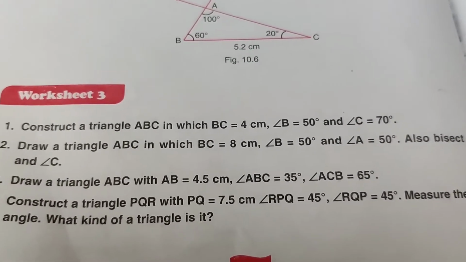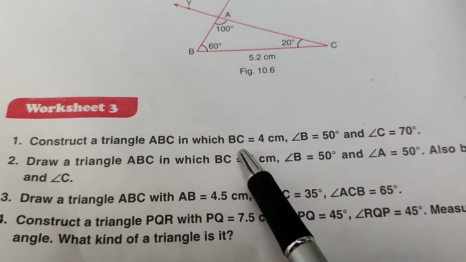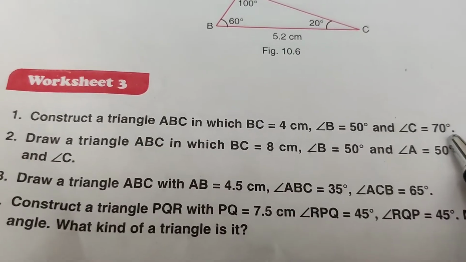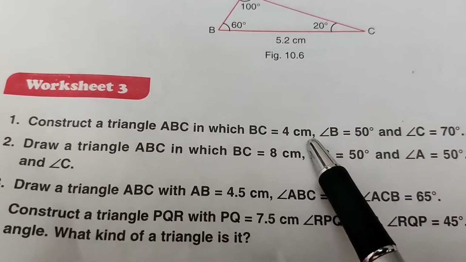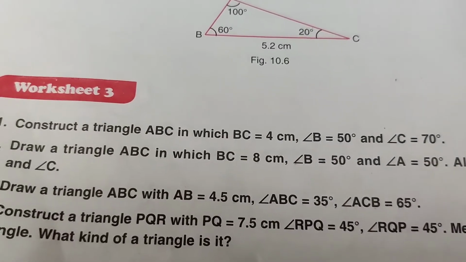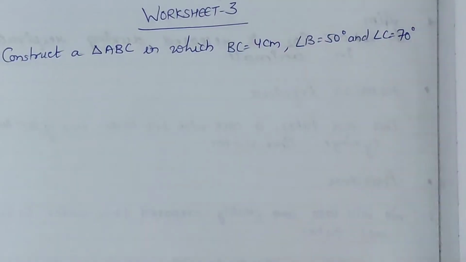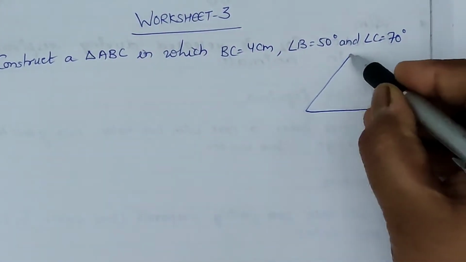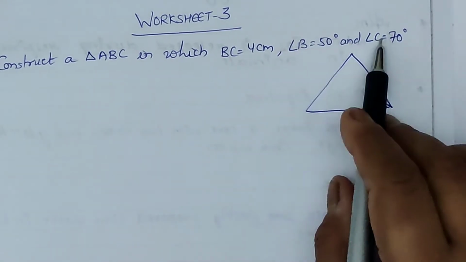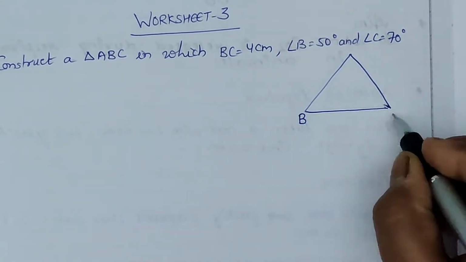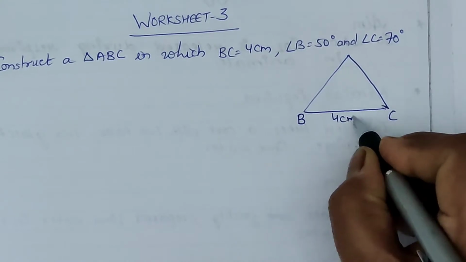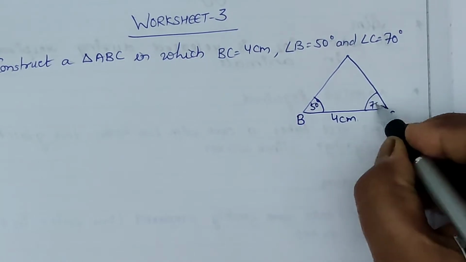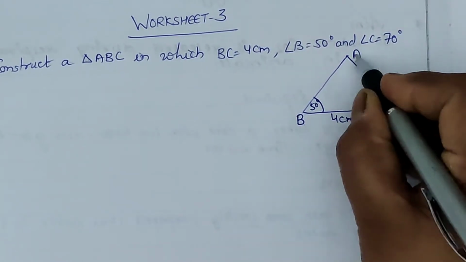Now question number 1: construct a triangle ABC in which BC equal to 4 cm, angle B equal to 50 degree and angle C equal to 70 degree. First, the rough figure of this triangle. Suppose here is a triangle. The angles B and C are given at the base BC. BC of 4 cm given, angle B 50 degree and angle C 70 degree. This is the rough figure of the triangle.